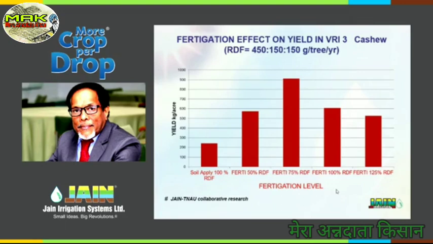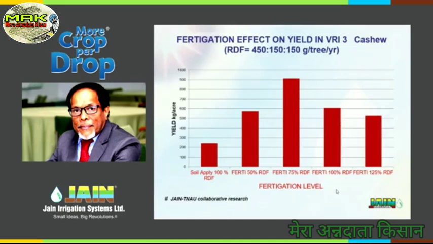It was 75% of recommended fertilizer in fertigation that gives you 900, but the same fertilizer applied by soil will give you only 250 gram of cashew. By the way, this is a repeated study, 2 years data. Which means from the recommended, you can reduce the fertilizer by 25%, and solid evidence is there.